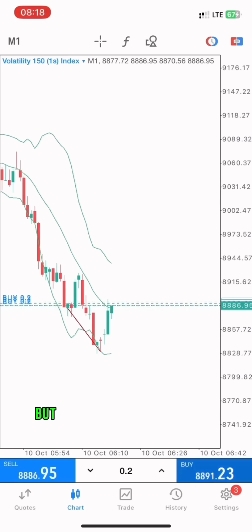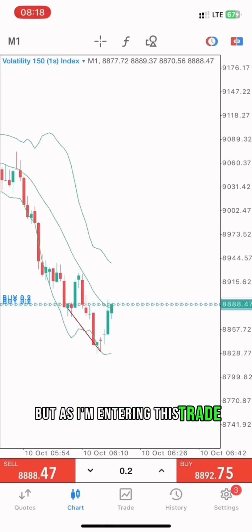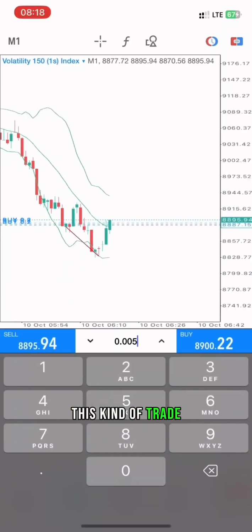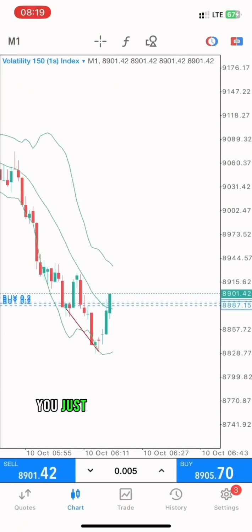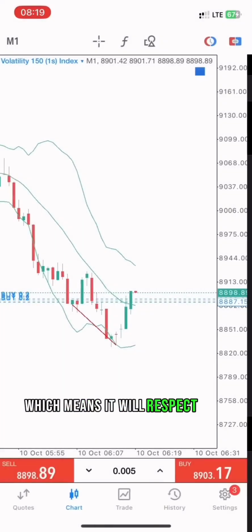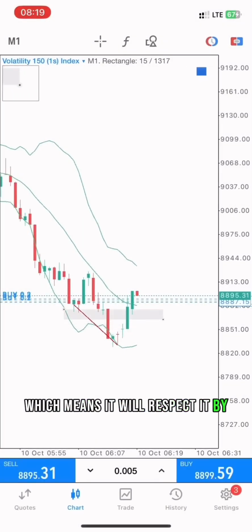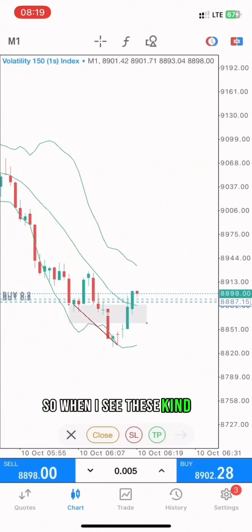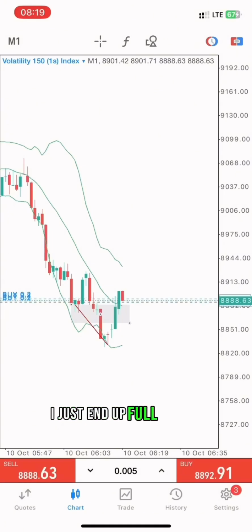But as I'm entering this kind of trade, you don't need to do anything. You just need to buy, because there's a lower low, which means it will respect it by retesting, then continue going up. So when I see these kind of things, I just enter full margin.